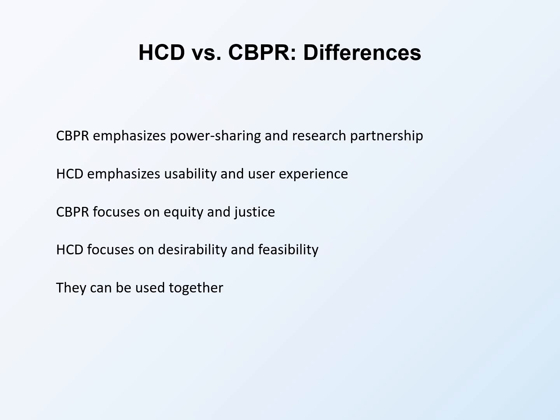CBPR's primary lens is equity and justice. It asks who benefits, who decides, who has power. HCD's primary lens is desirability and feasibility. It asks, will people want this? Will it work in their lives? Neither is better or worse. They're complementary. In public health, we might use CBPR principles to ensure equitable partnership and HCD methods to design usable interventions. They can work together.